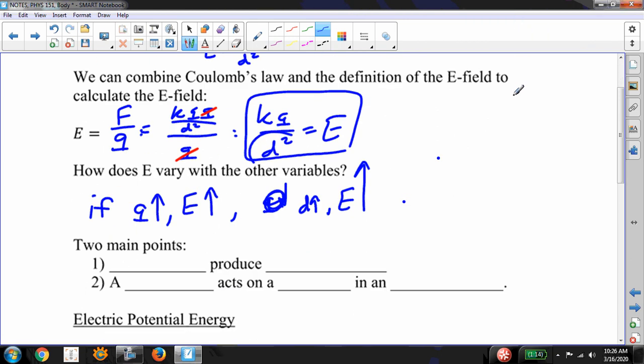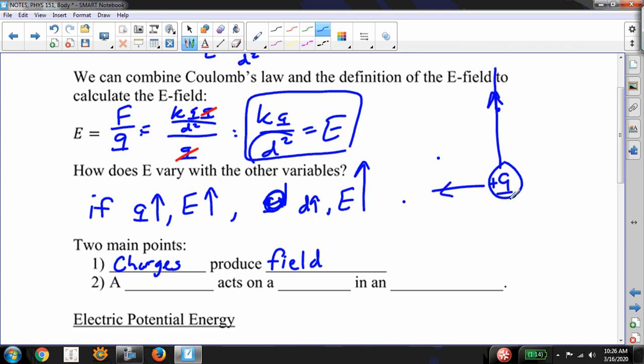Okay, sorry about that. So there are two main points that we want to walk away with fields. First, charges produce fields, or even a single charge can produce a field. If I have a single charge here, it will produce a field if it's positive. I can figure out where that field is by imagining a positive test charge right here and asking myself, what is the direction that that positive test charge feels? It will feel a force in that direction, and so that is the direction of my electric field.